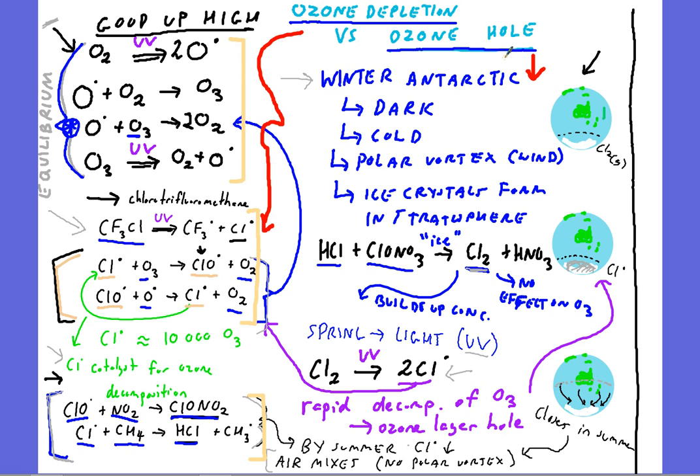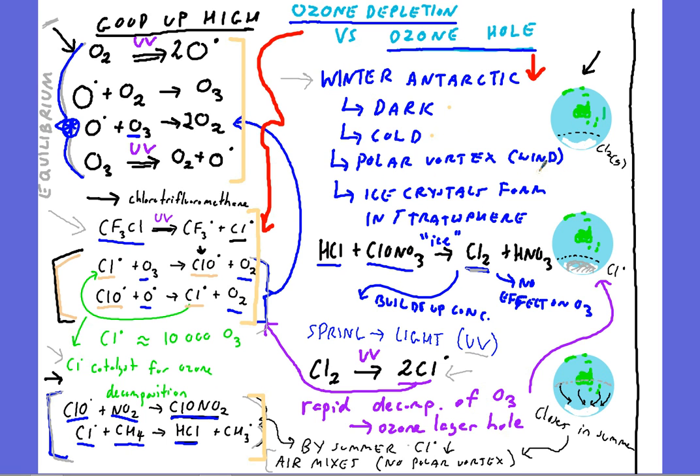And the ozone hole only forms over Antarctica, although a small one's starting to form over the Arctic, and it only happens in early spring. So why does that happen? Well, in winter in the Antarctic, it's dark and it's cold, and there's a special sort of wind called the polar vortex, and that causes these two chemicals, chlorine nitrate and hydrochloric acid, to concentrate above Antarctica.